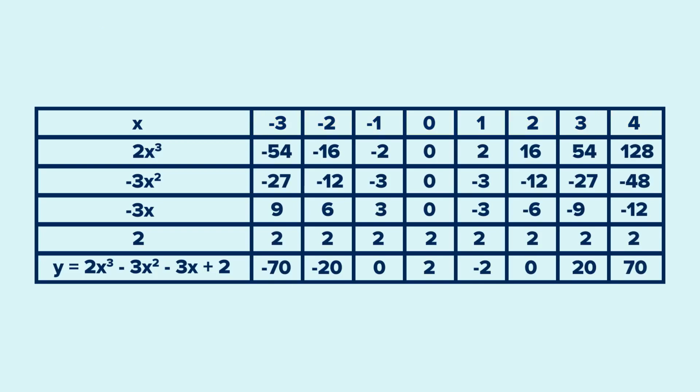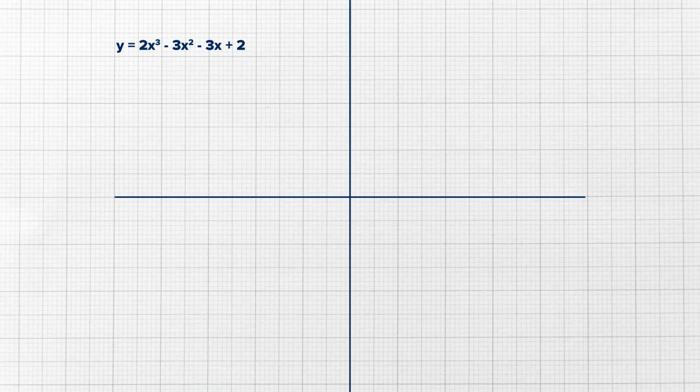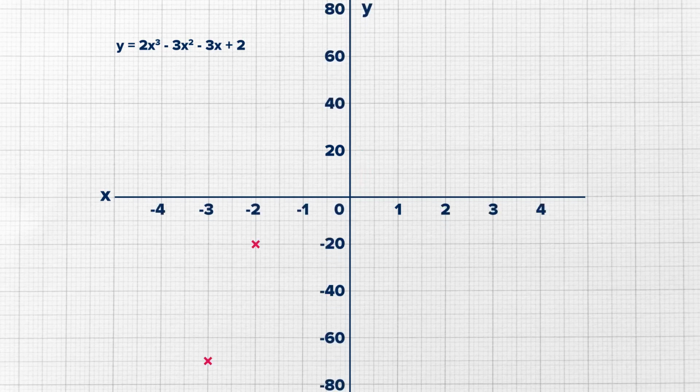In plotting these points, since the highest value of x is 4 and that of y is 70, you can have a scale of 1 centimeter representing 1 unit for the x-axis and 1 centimeter representing 20 units for the y-axis. The graph is going to look like this.